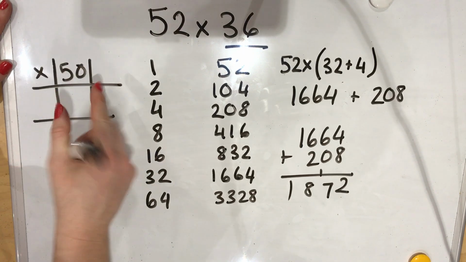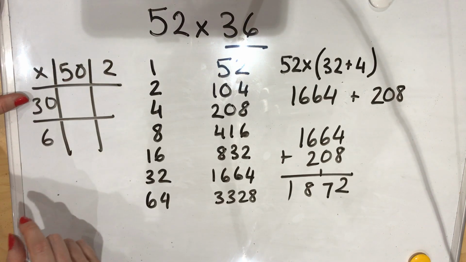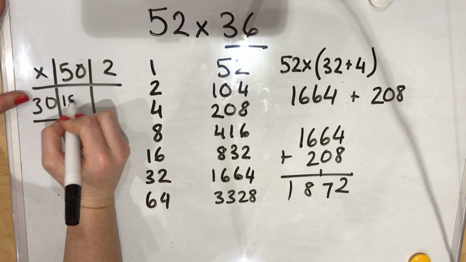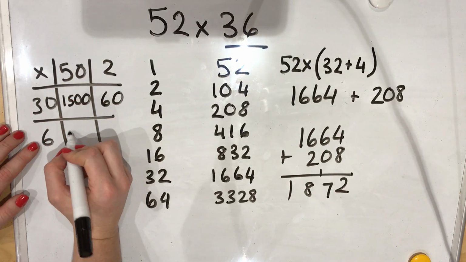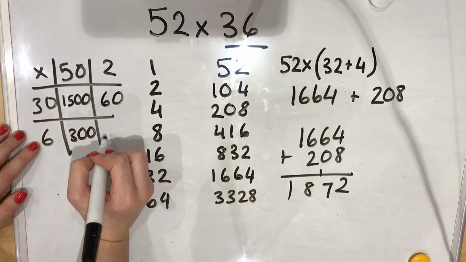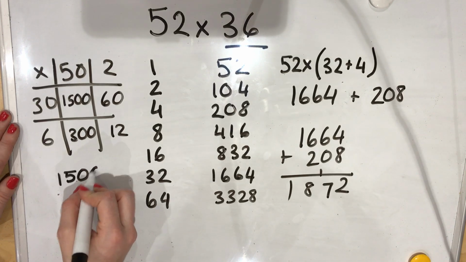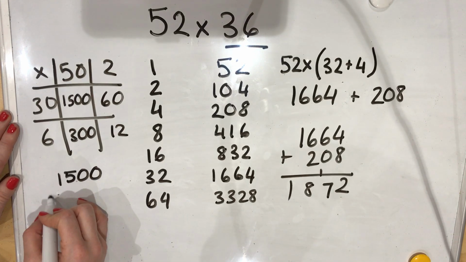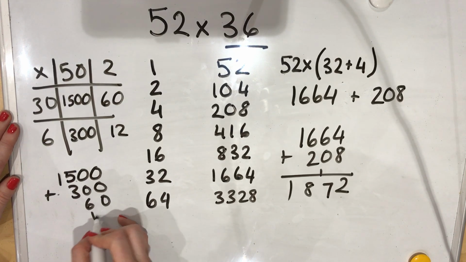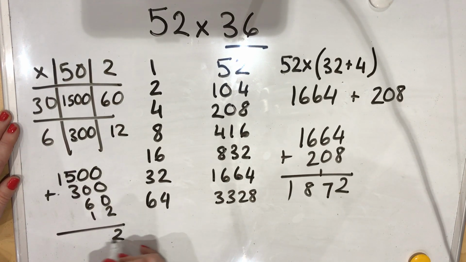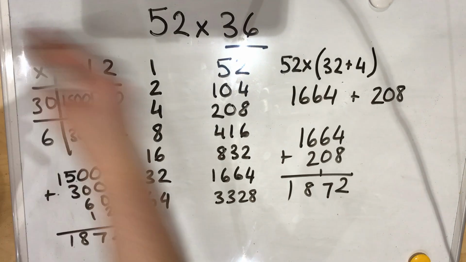So we'll partition that into 50 and 2, 30 and 6. 50 multiplied by 30 will be 1,500. 30 multiplied by 2 is 60. 6 multiplied by 50 is 300. And 6 multiplied by 2 is 12. So 1,500 plus 300 plus 60 plus 12 will give me 1,872. Okay, your turn.